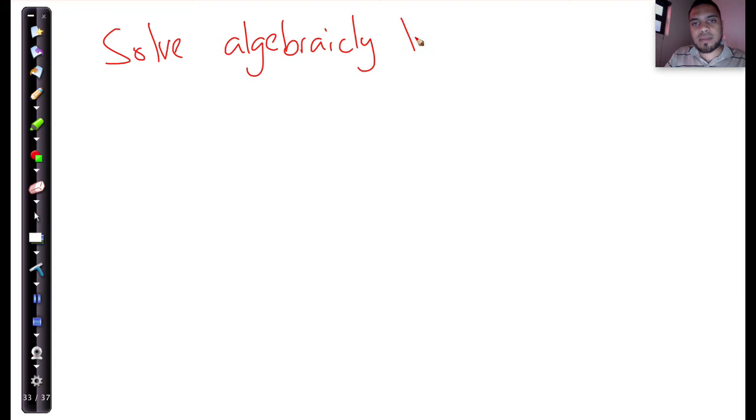Now, that was a graphical way. We looked at it graphically, in other words, looking at a parabola and seeing how the parabola touches the curve. What we're now going to do is solve algebraically, and determine the nature of the roots.